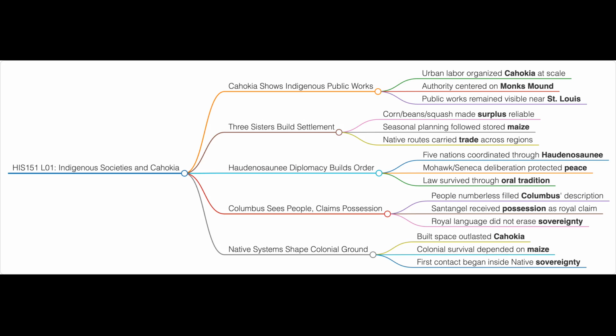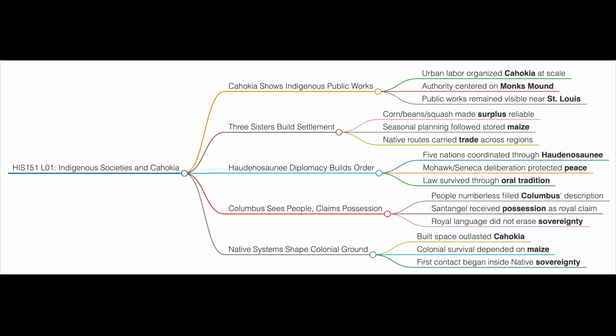The city stood near major river systems that link the Mississippi Valley to distant regions. Water routes moved people and goods. Agricultural surplus fed builders and leaders. Religious authority gave meaning to public space. Political authority coordinated labor. Those elements together created an indigenous city whose scale still unsettles the empty continent story.